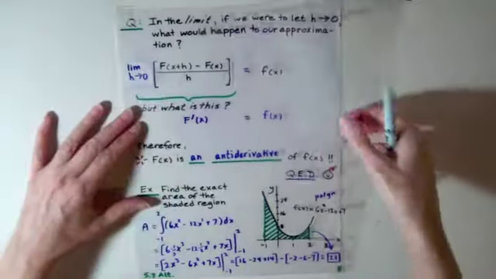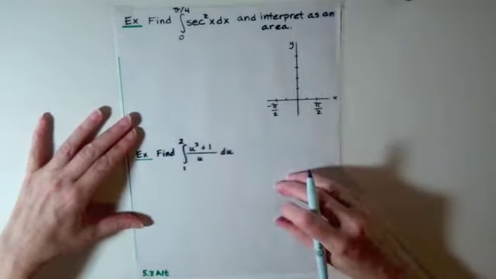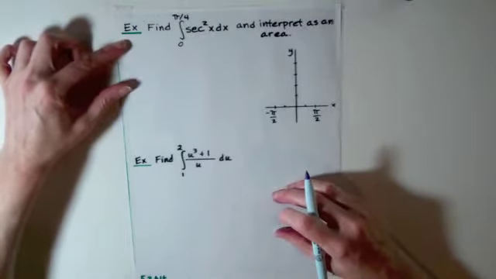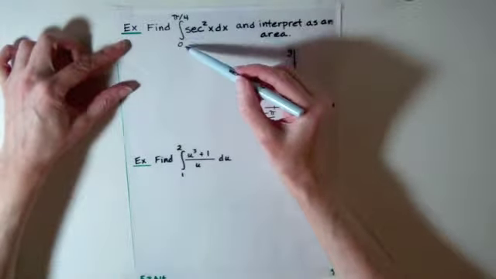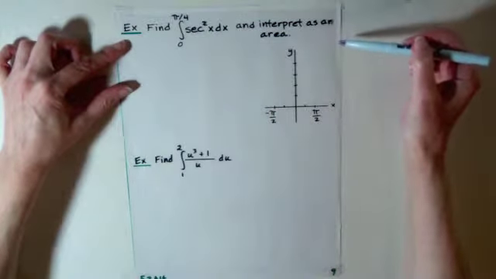Okay, let's go ahead and look at the next page. And I think we have a couple other examples to do that are slightly more challenging examples. At the top here, I am asked to find the integral from 0 to pi over 4 of secant squared x, and also interpret that as an area. So let's try to do that.